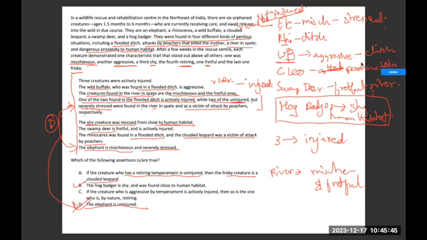It's not injured. The swamp deer was the fretful one. We are left with the shy part to be the honey badger after we assign everything that is given here. The swamp deer is fretful and is actively injured. The rhinoceros was found in a flooded ditch, and the clouded leopard was a victim of attack by poachers. The elephant is the mischievous one and severely stressed. So in this case, the clouded leopard was the victim of the poachers and was also uninjured.